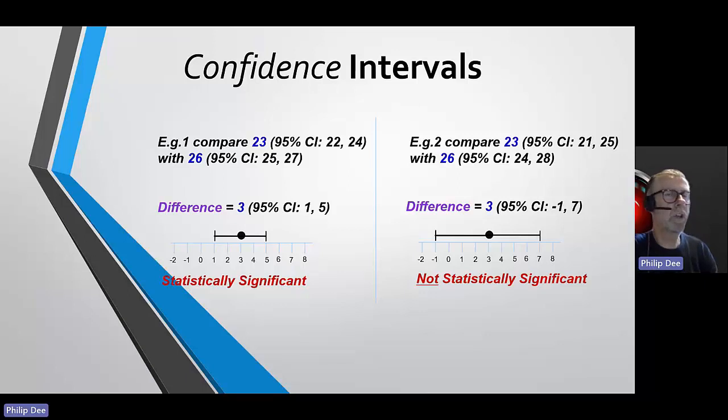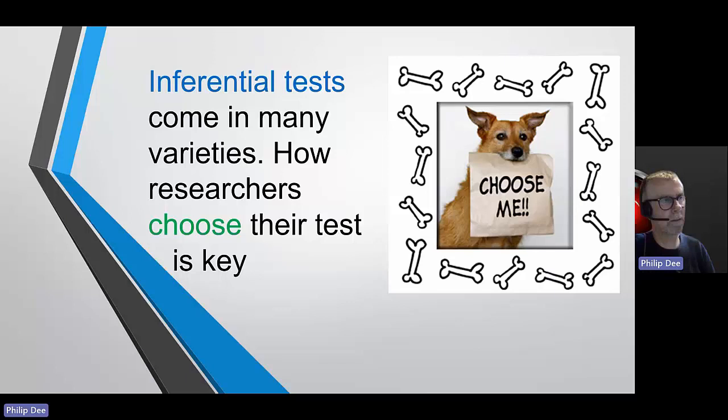Now, I've mentioned in passing that there are many tests, so let's just have a little look at the tests. The researchers need to wisely choose the correct test. Just as in descriptive statistics, you had to decide what is the correct measure of average that I should be using, or the correct measure of spread I should be using. The same here. So it comes down to a series of decisions that I have to make.